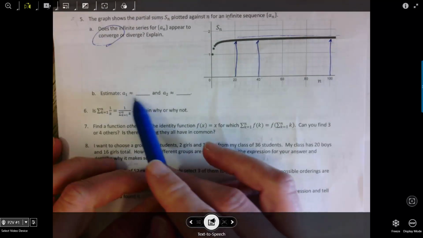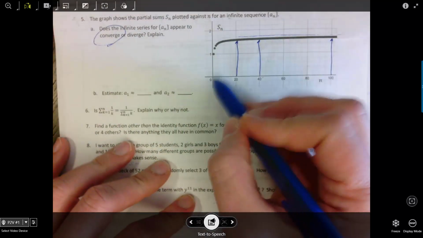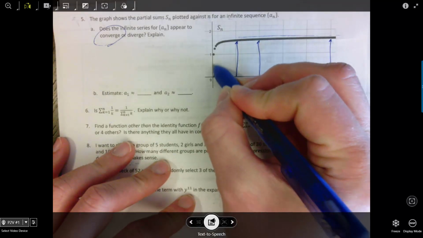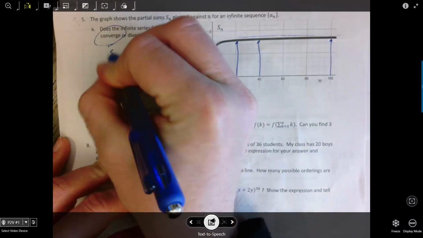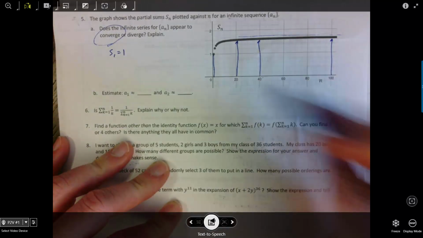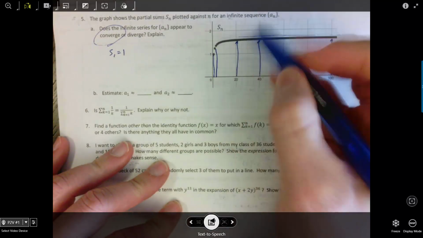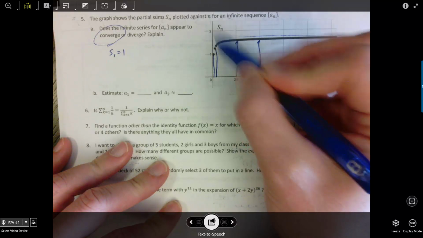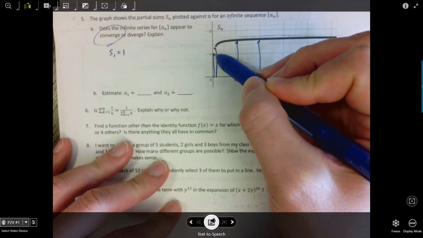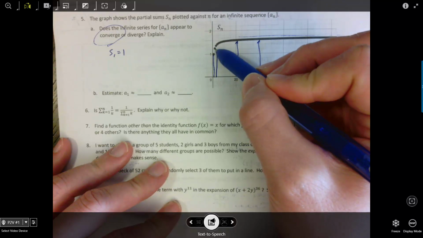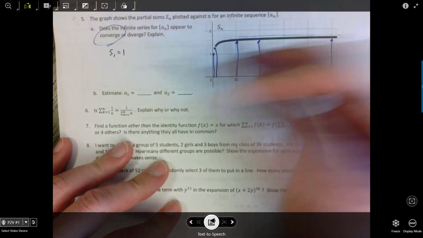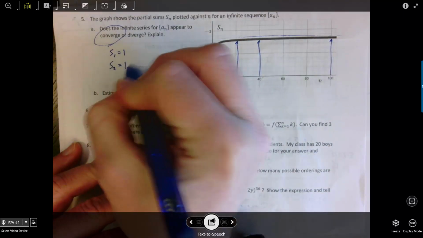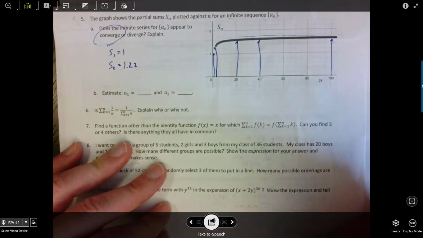So estimate A1 and A2. So it looks like S1, hold on, S1 is 1. And it looks like S2 is what? Like 1.22 maybe? That seems very possible.